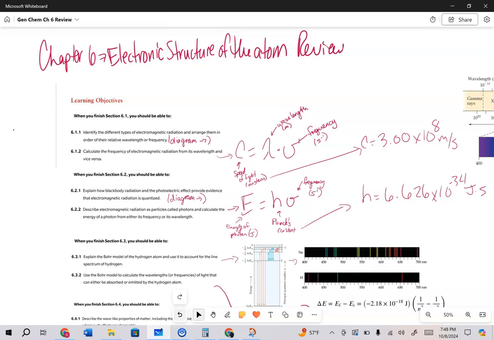So just to start us off here, what I've done is I've taken the learning objectives from each section of Chapter 6, and I've put them up. And what we're going to do is use these learning objectives as a task list, aka a skills list.